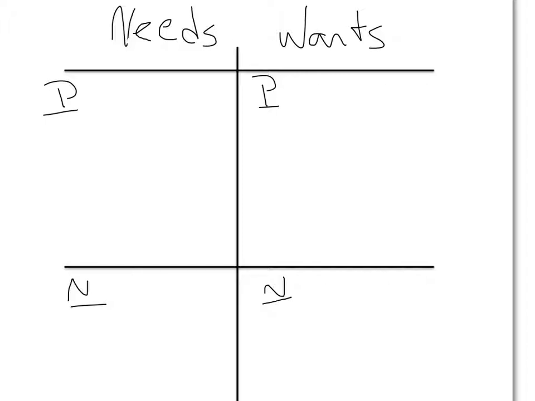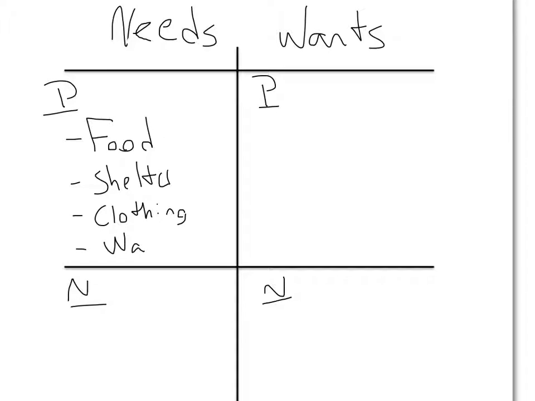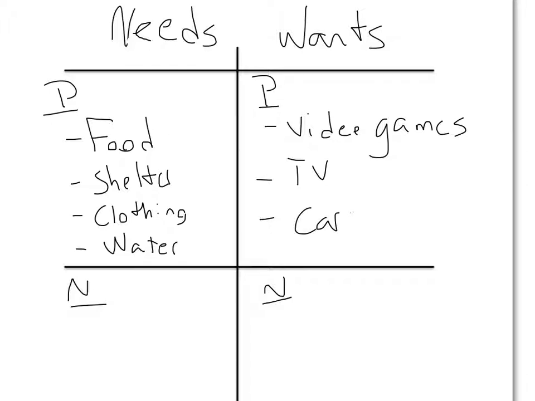First of all, personal needs and wants you're familiar with. Things like food, shelter, clothing, and water. Personal wants will be things like video games, TV, cars, and so forth. Alright, that's personal needs and wants.